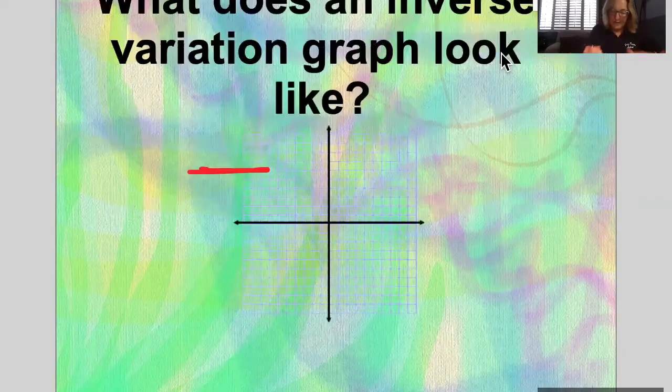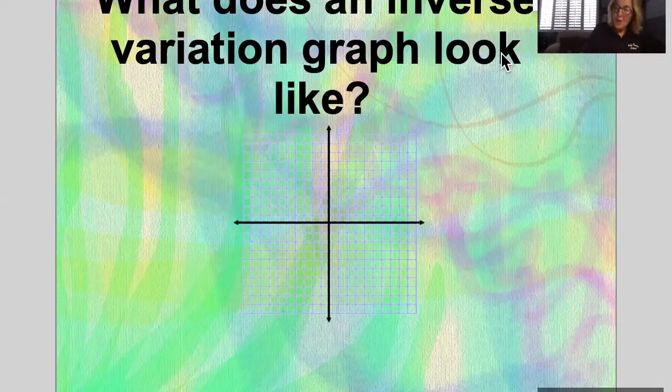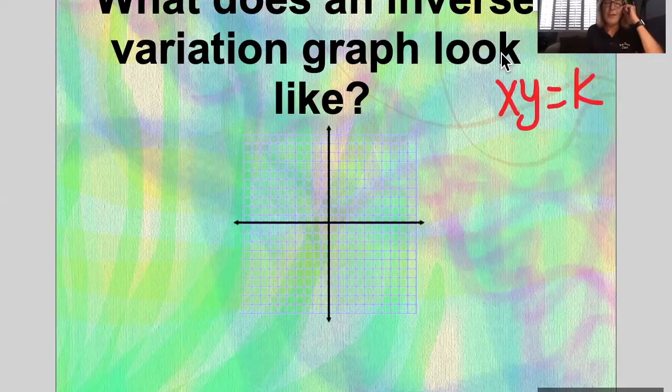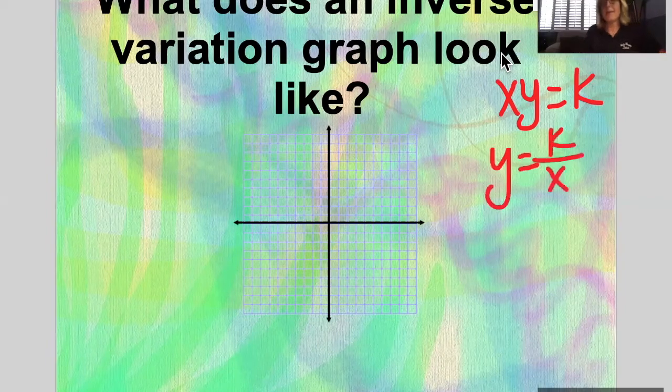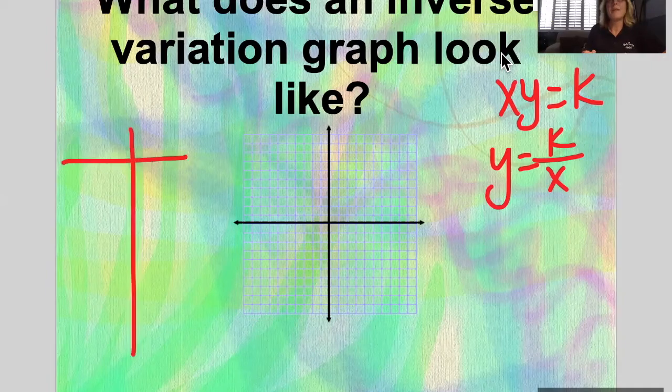Okay, so what does this look like? Let's create a table of values where x times y is equal to k. We want to put this in y equals form, so we could divide both sides by x, and y is equal to k divided by x. Okay, that is our equation. So let's make a table of values.